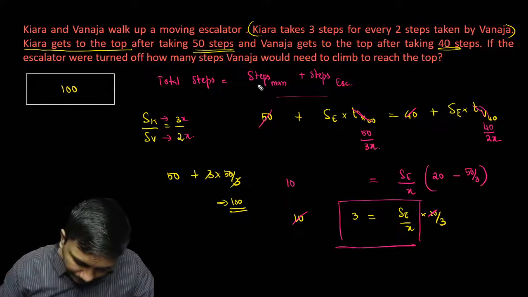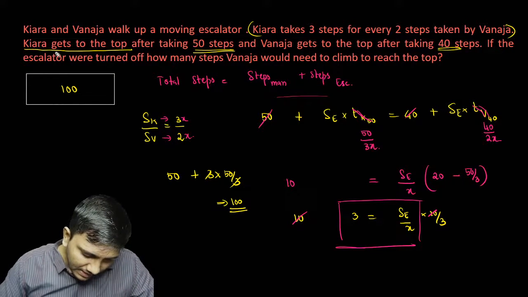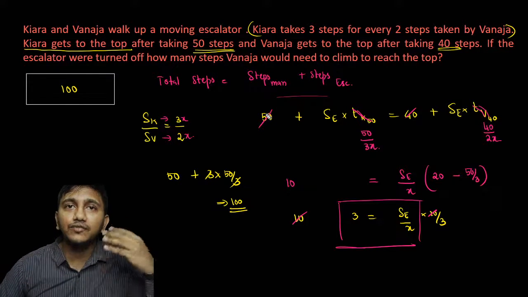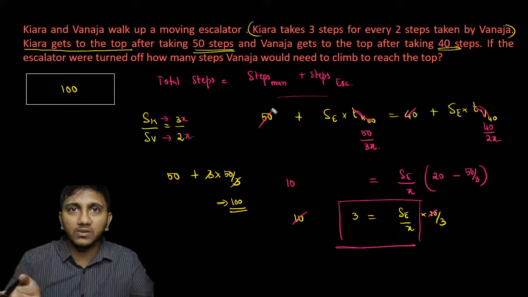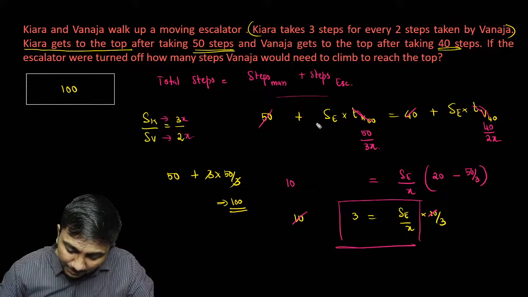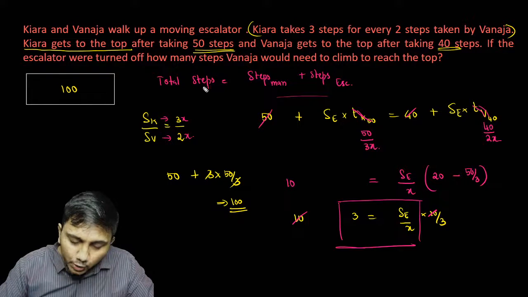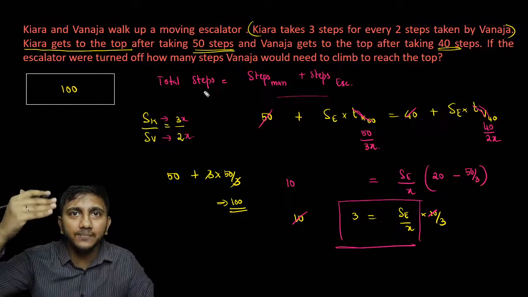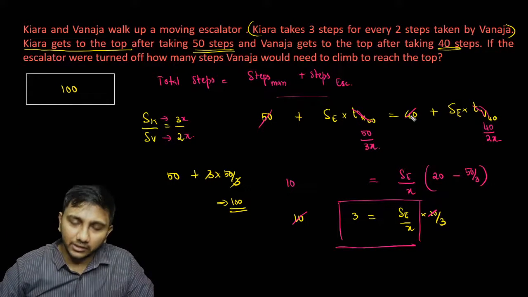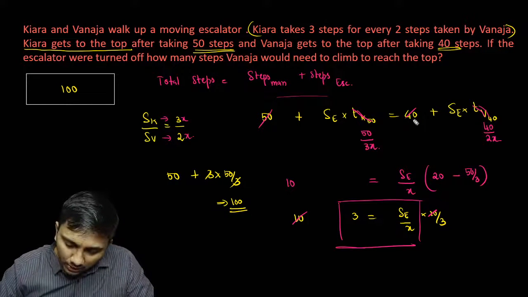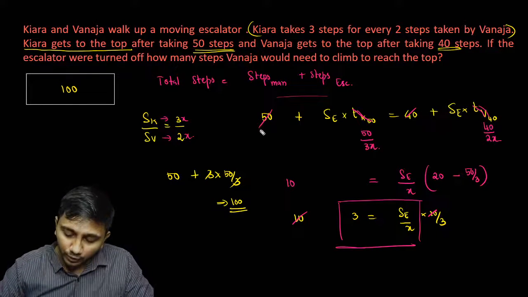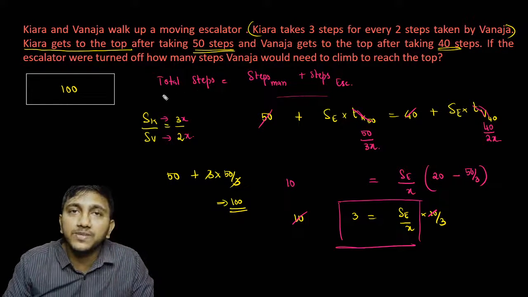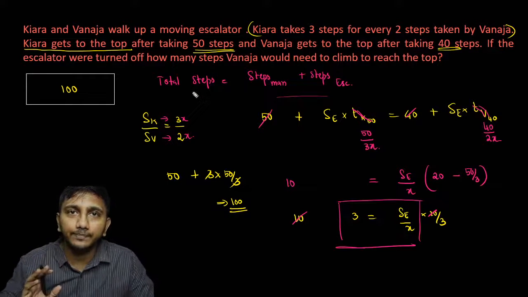Okay. Now, it is given that Kira gets to the top after taking 50 steps. So Kira's share is 50. The rest of it should have been covered by the escalator, whatever is the total number of steps that has to be covered. So 50 plus steps covered by escalator, that will give me total number of steps in the whole escalator, right? When the escalator is switched off, you will see those many steps there. I can also do a similar expression for Vanaja. Vanaja took only 40 steps, the rest were covered by the escalator. So each of these two expressions, the one on the left and one on the right, should be equal to total number of steps that you will see when the escalator is switched off. Okay.